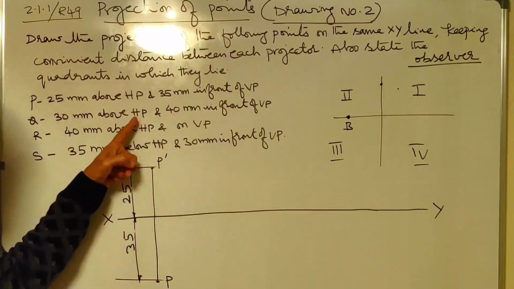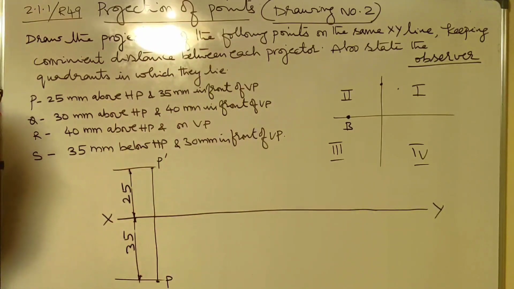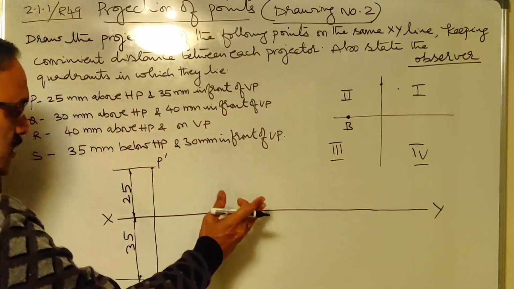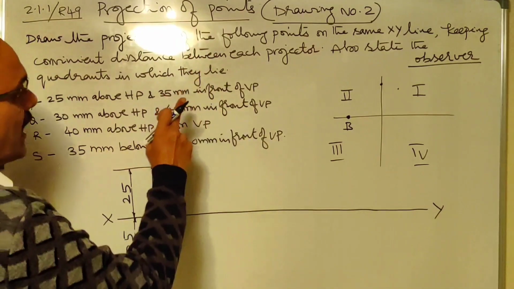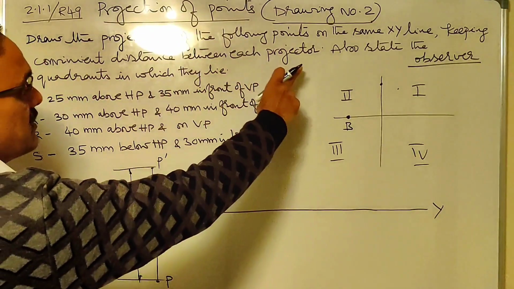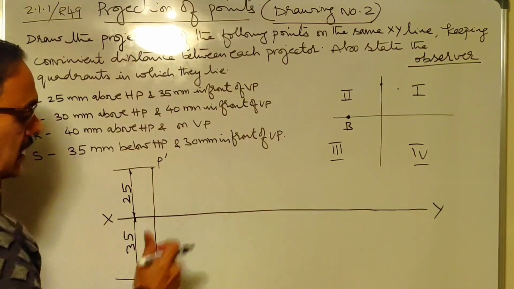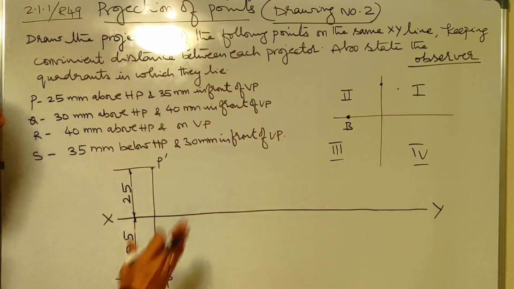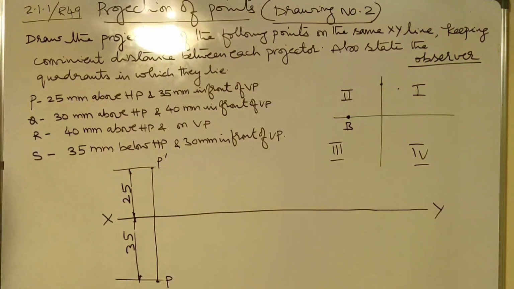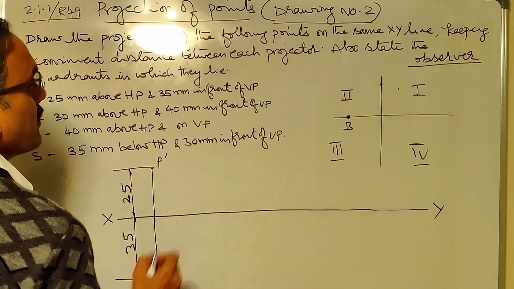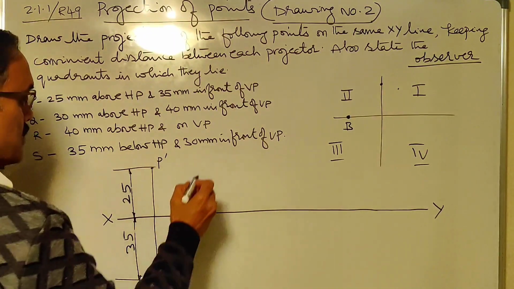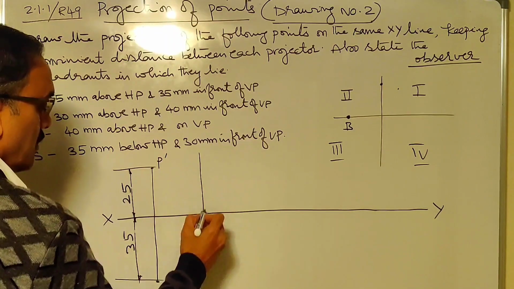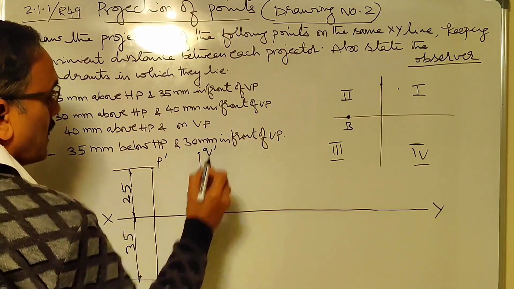Q is 30 mm above HP and 40 mm in front of VP. So let me represent the front view first. The front view is represented as a distance from HP, 30 mm above HP. Now, when you draw the next projector, you can keep any convenient distance between each projector, the distance from projector P to projector Q, and then draw the projector for Q. It is 30 mm above HP. So I am drawing the front view of Q here, Q dash.